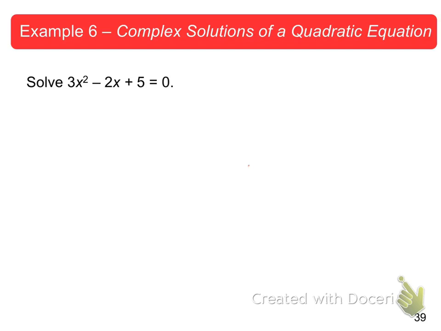I want to solve this. I've got 3x squared minus 2x plus 5. This is a quadratic, and this cannot be factored. I know it cannot be factored because I have a positive product. 3 times 5 is positive 15. When I have a positive product, I've got to have 2 negatives or 2 positives. My middle term is negative 2. There are no 2 numbers multiplied together that give me positive 15 and added together give me negative 2.